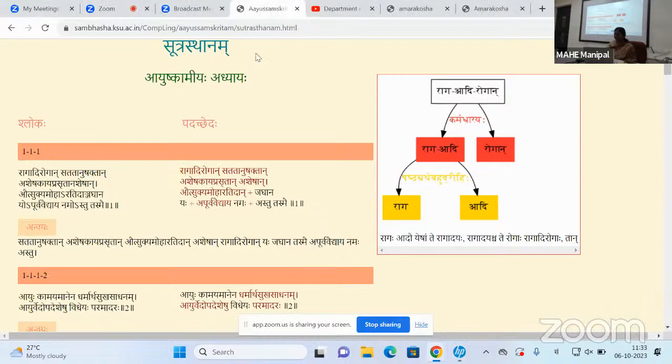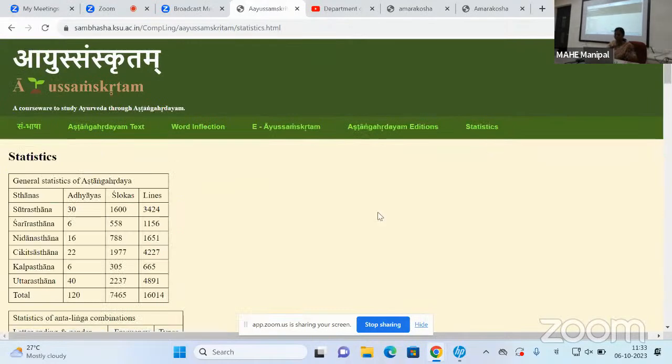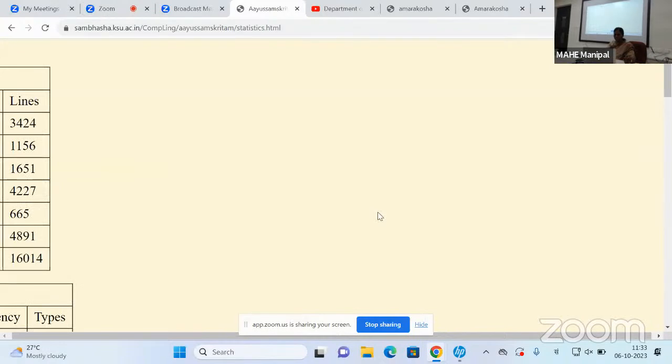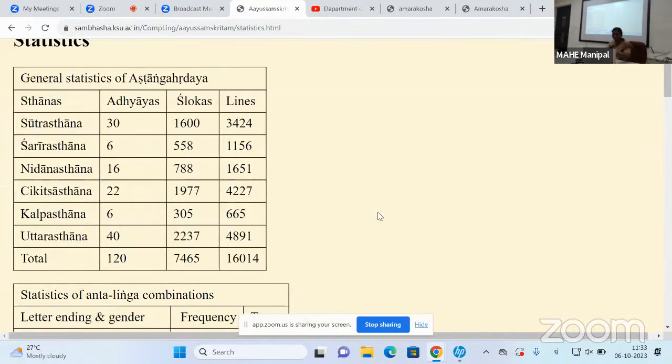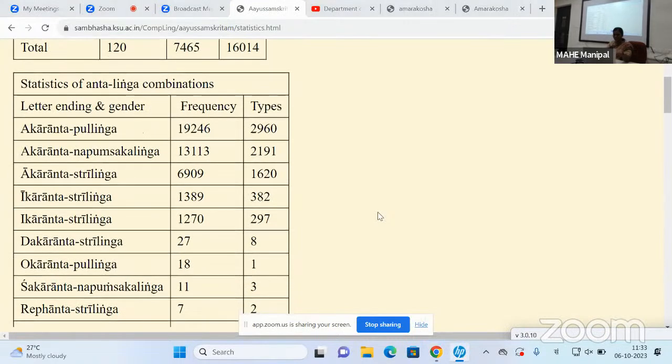So this is the one, and statistics also. Let me see. See, this is the statistics we made. These are the lines, slokas, and adhyayas. And here, this frequency. Akaranta Pullinga is more. So you have to learn one paradigm table, Akaranta. Then most of the things will be covered.